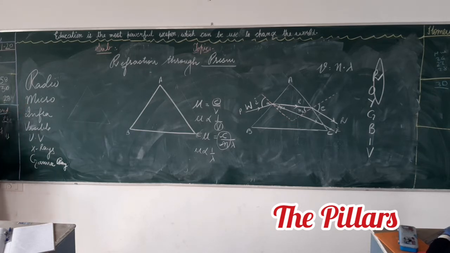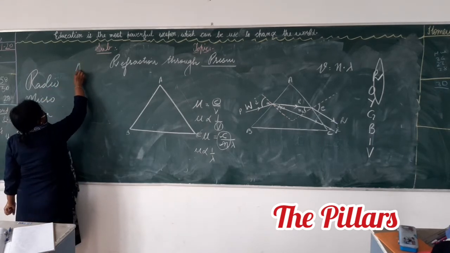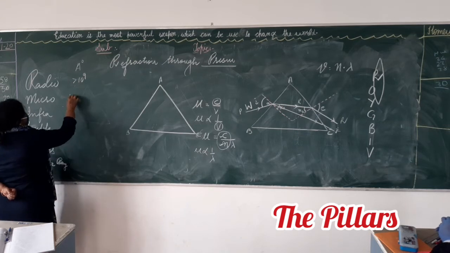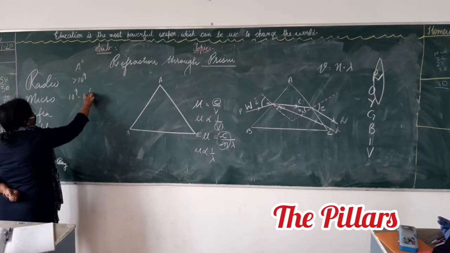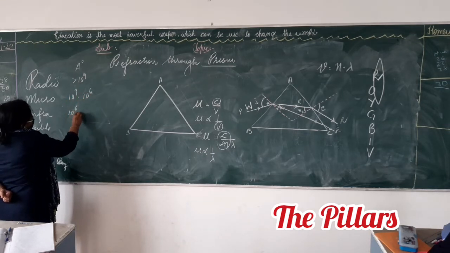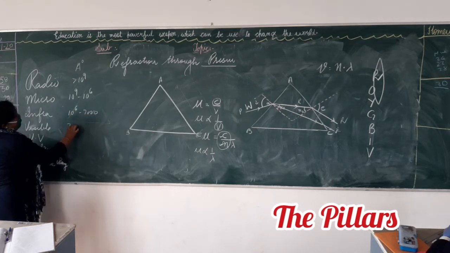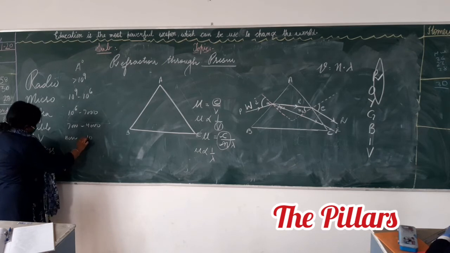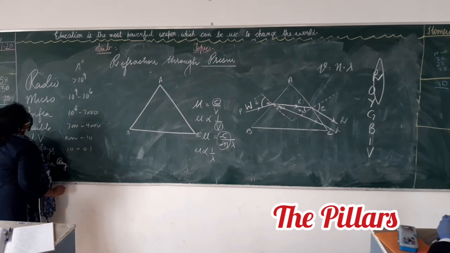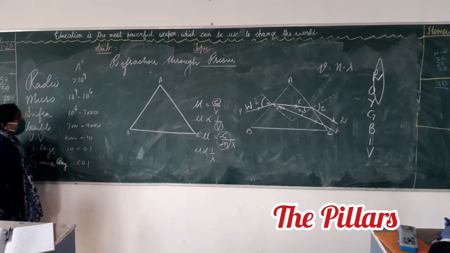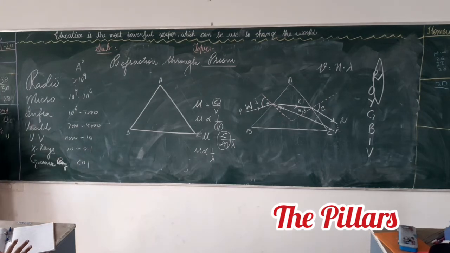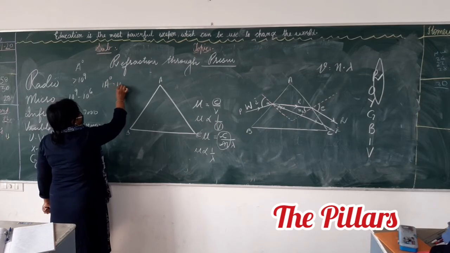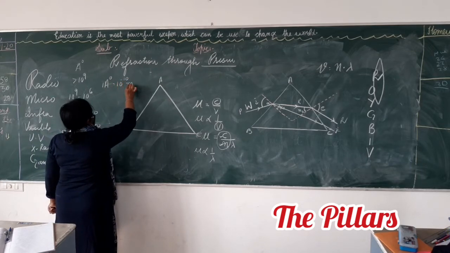Wavelength in angstrom. This is the unit to measure wavelength. Greater than 10 to the power 9, 10 to the power 9 to 10 to the power 6, 10 to the power 6 to 7,000, 7,000 to 4,000, 4,000 to 10, 10 to 0.1 and less than 0.1. In angstrom I am saying. 1 angstrom is equal to 10 to the power minus 10 meter. What is the meaning of that?